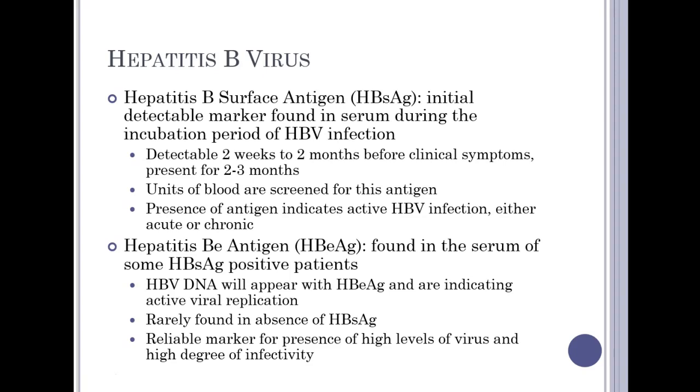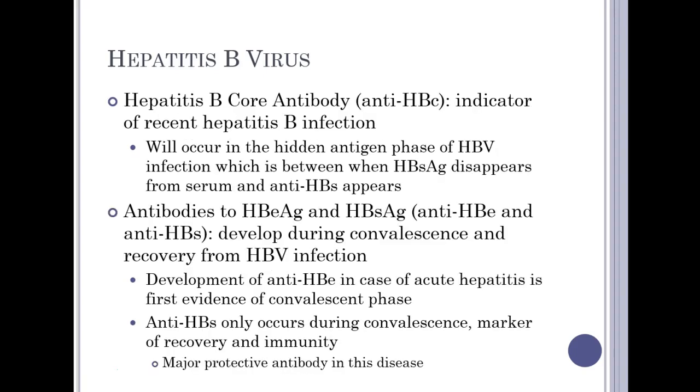Okay. Hepatitis B E antigen is found in the serum of some hepatitis B surface antigen positive patients. This indicates that there's highly active viral replication going on. It's really not found in the absence of hepatitis B surface antigen, but it's a reliable marker for the presence of high levels of virus and high degree of infectivity. So in this case, you really want to keep people away from others.